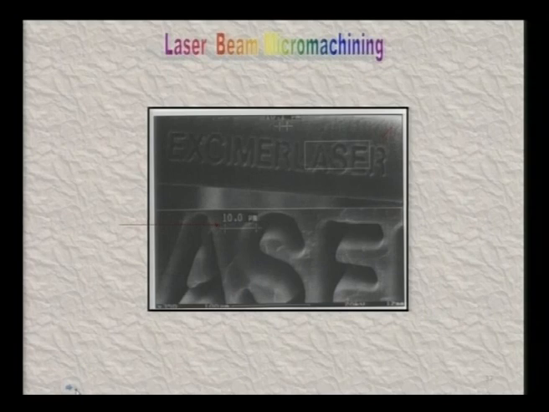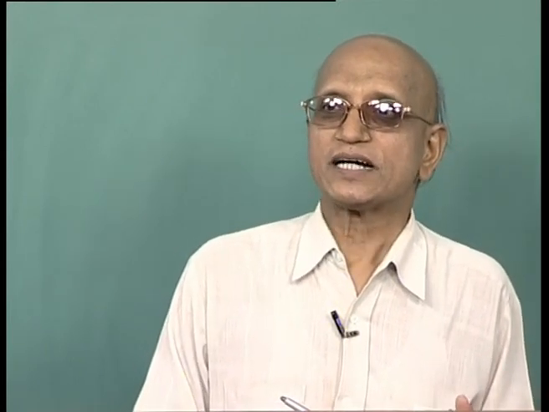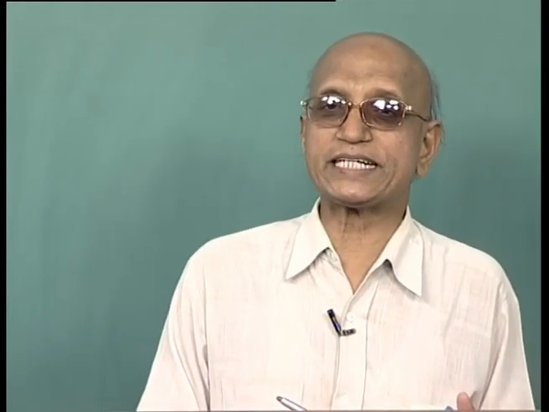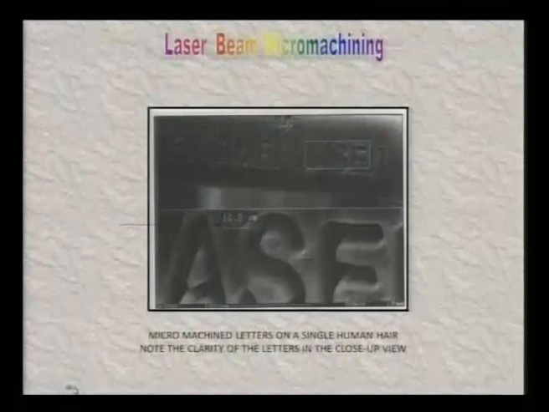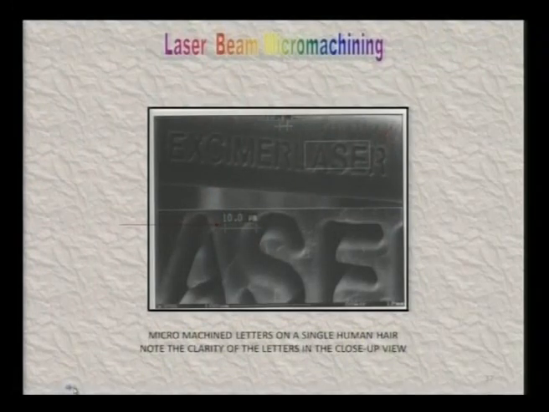is a heatless process. As I mentioned a few minutes back, excimer laser gives you a heatless process where ablation of the material takes place rather than melting and vaporization. So, you can see micro machined letters on a single human hair. Note the clarity of the letters in the close up view, that is the bottom part.